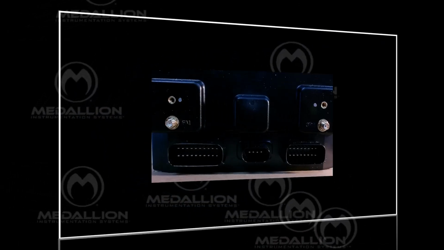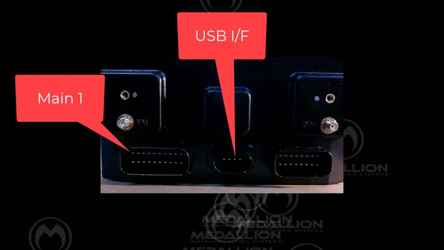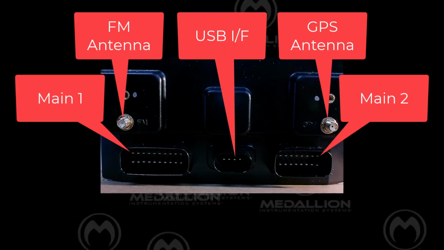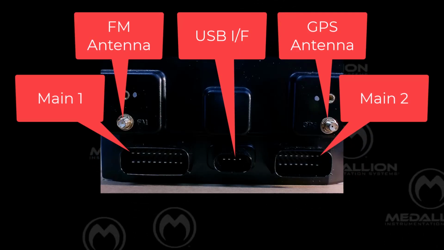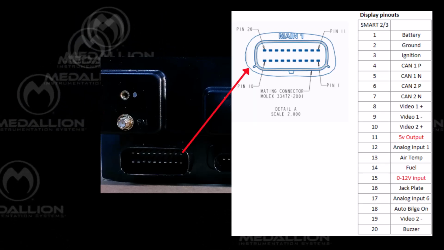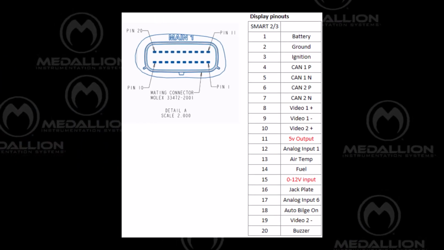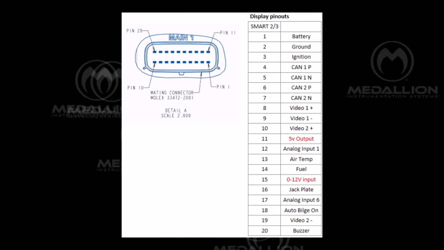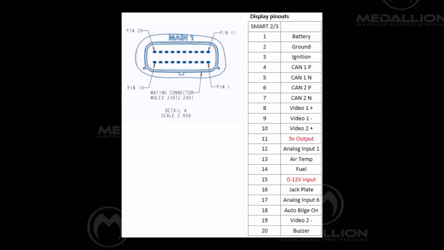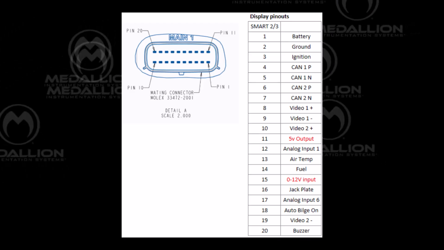Next, let's focus on the back of the smart display, where the connectors are located. There are 3 connectors and 2 antennas on the back panel. The bottom left connector is labeled Main 1. The bottom right pin is Pin 1, and the top left pin is Pin 20. This connector is the primary point for verifying correct voltage, network communication, and analog signals. Essentially, it interfaces with the boat and its peripherals, excluding the radio.